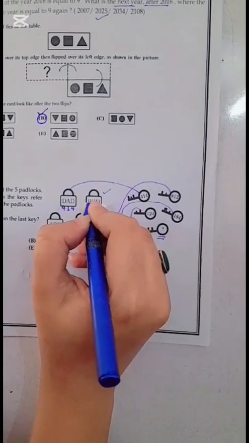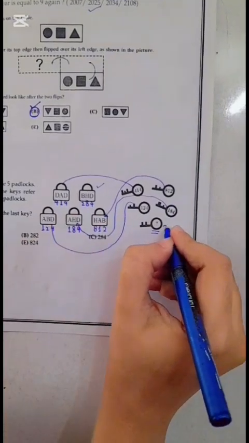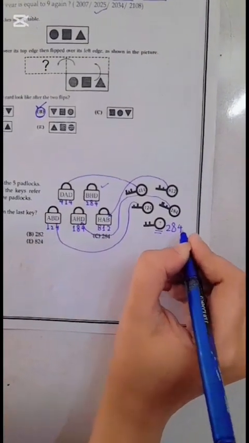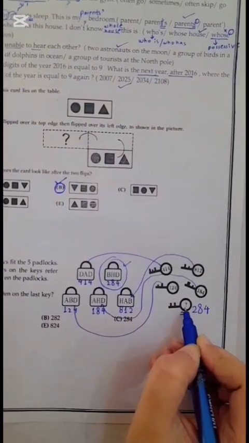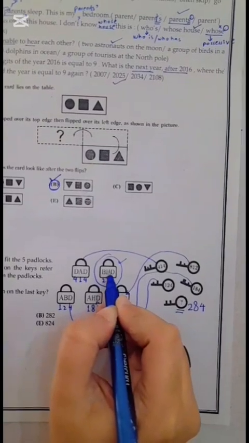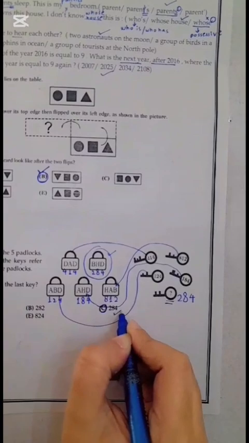What will be the number of this padlock? 284. So the number of the last key will be 284, which, as you saw, we have worked out, the number of this last key whose number was not mentioned at first. This key will now unlock this remaining lock. So what will be the final answer? Option number C, meaning 284 is the correct option.